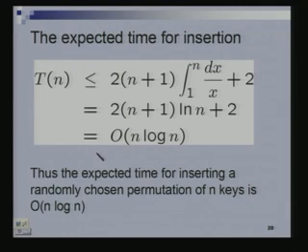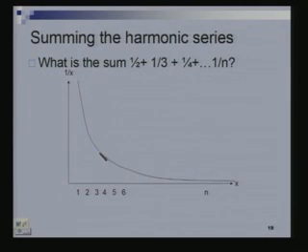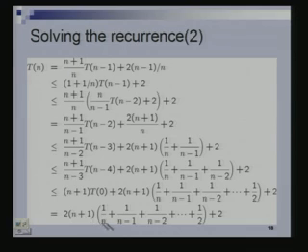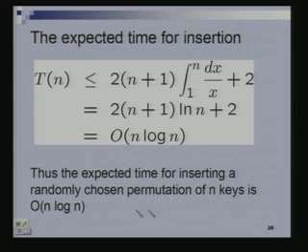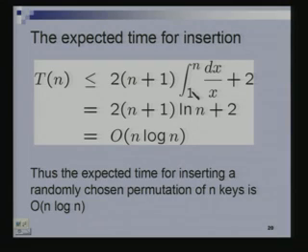So now recall, what was our T of n? T of n was 2 times n plus 1 into this harmonic sum plus a 2. That harmonic sum was at most the integral of 1 by x from the limits 1 through n, plus a 2. This is log of x. At x equals n it is log of n, at x equals 1 it is 0, so it will just be log of n. So this is exactly this sum, which is order n log n.